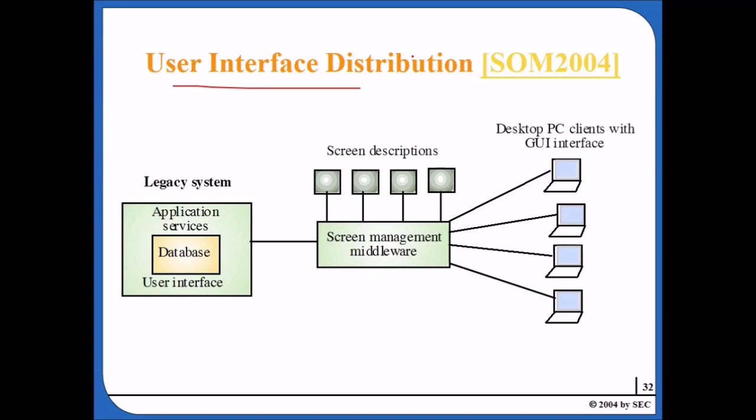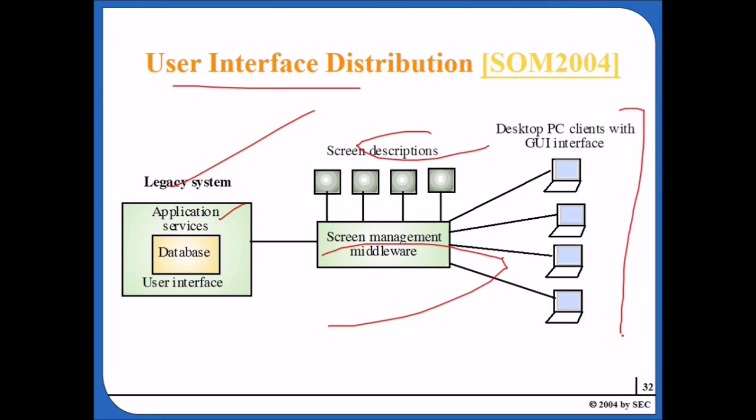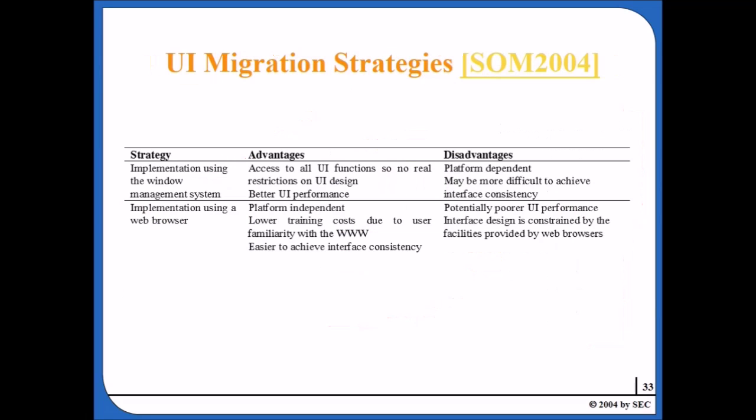In user interface distribution, these are the legacy system, your application, services, database, and user interfaces. These are the screen descriptions, and we have a middleware, screen management. The desktop PC clients with GUI interfaces will work upon that. Now, user interface migration strategies: you have implementation using the window management system or implementation using a web browser. You use a simple user interface or you go to the web. But there are various advantages and disadvantages as mentioned here.